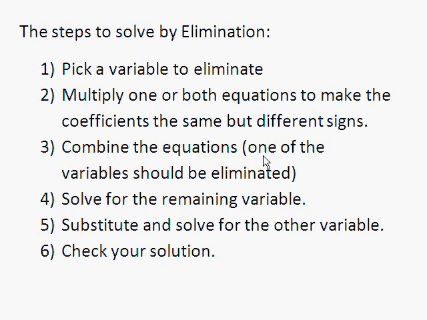If you'd like to have steps to look at while you're working through a problem that requires many steps, I went ahead and wrote the steps out for you. You pick a variable to eliminate, you multiply one or both equations to make the coefficients the same, but different signs, sort of like when we got the 12 and the negative 12. Then we combine the equations. Note that the important part here is that one of the variables should be eliminated. Then we're going to solve for the remaining variable, substitute, solve for the other variable, and then check our solution.